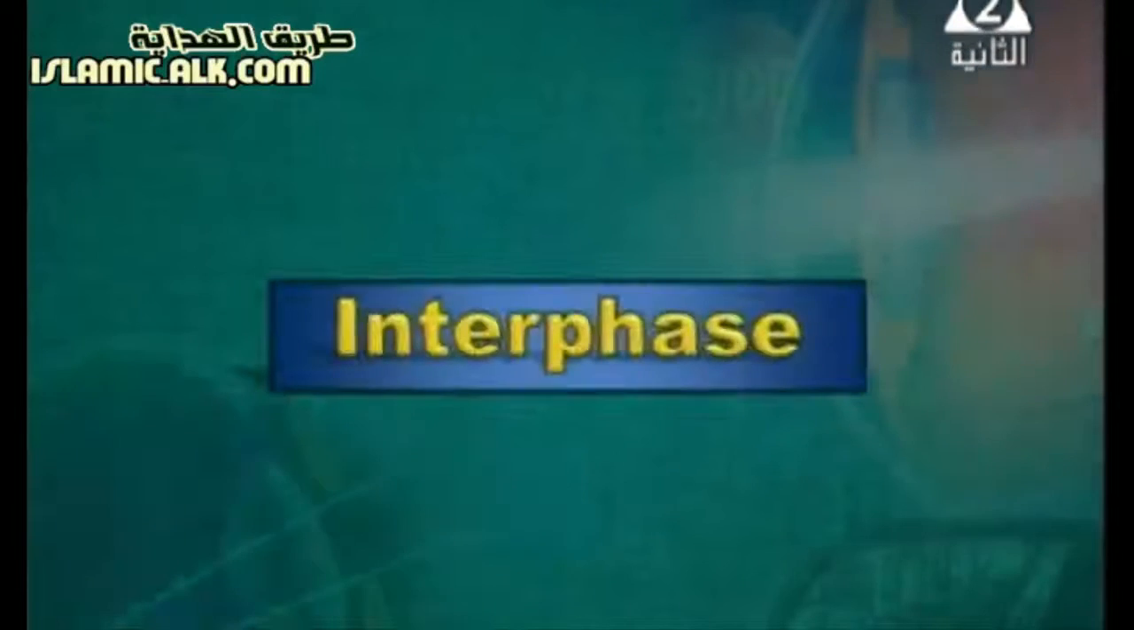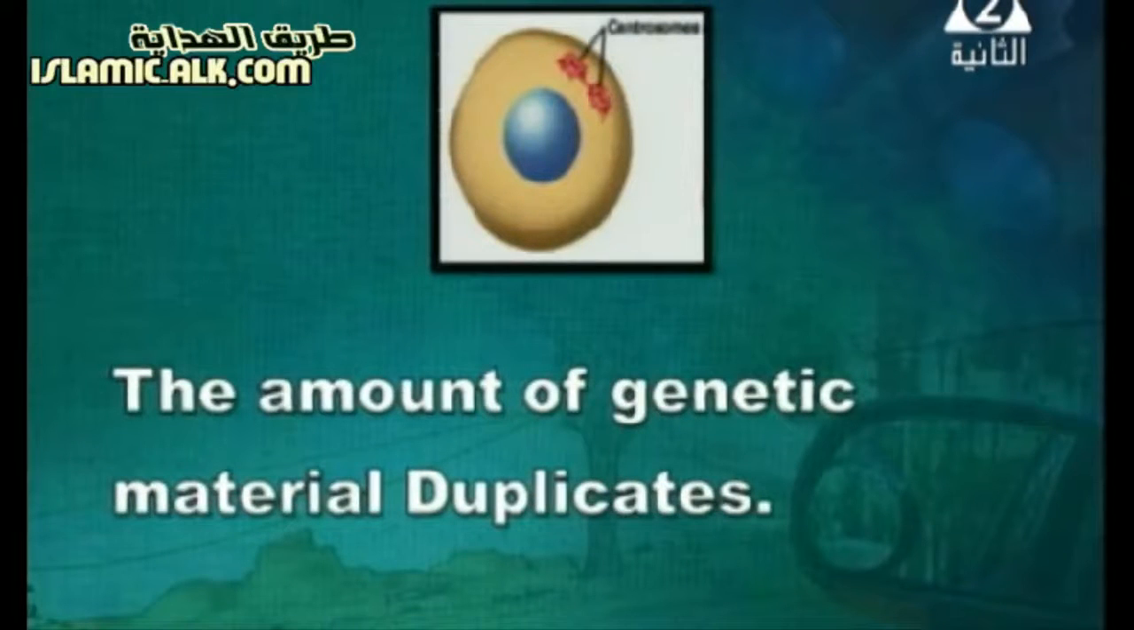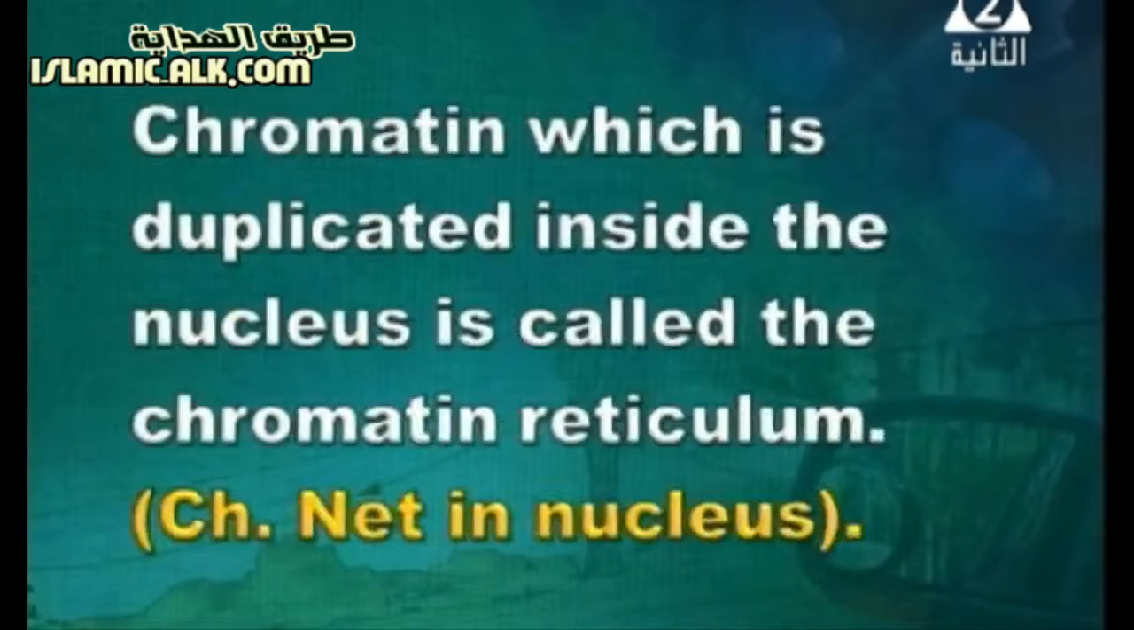Each somatic cell, before its division, will pass a certain phase which is called interphase. In interphase, the cell prepares itself for the division through many important biological processes. Also, the amount of genetic material duplicates. It means that the chromatin inside the nucleus, which is called the chromatin reticulum, is duplicated.